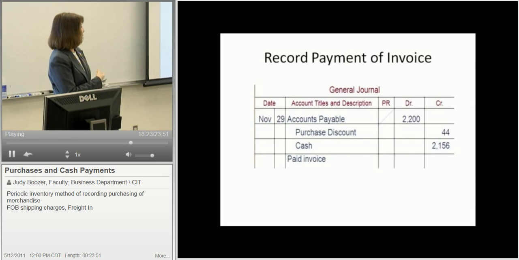So the reduced amount will be the cash amount shown, and the discount will be the percentage given for paying by a certain time. And those two credits together should equal the total amount that you owe.